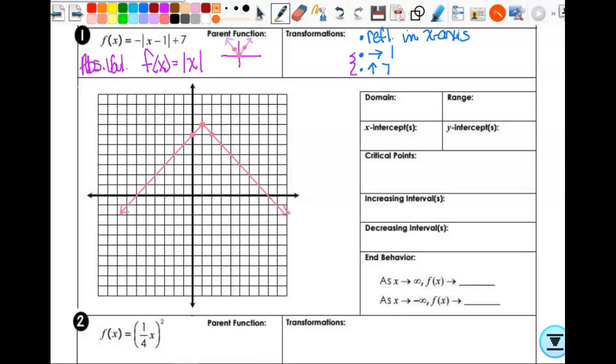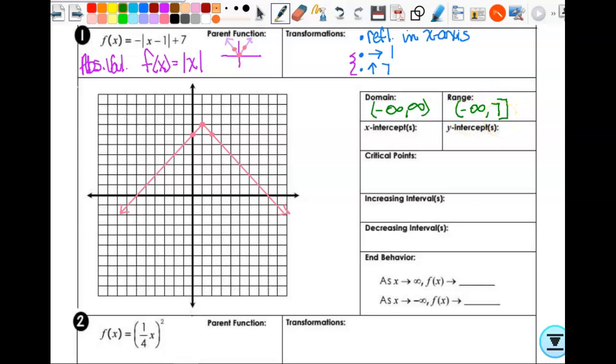All right, so then we fill out information about this. So my domain, is my domain basically all real numbers? Yes. So I'm negative infinity to infinity. My range, where do I start? Negative infinity. Somebody said 7 last period. You go bottom to top, least to greatest every time. So it's negative infinity to 7. Do I include 7? Yes, I do.